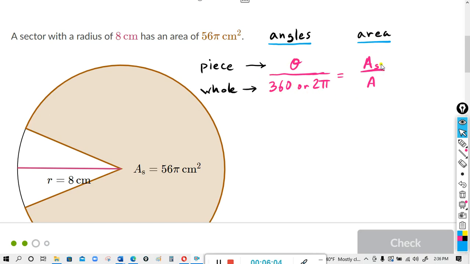Same thing with the area. The area of the sector is just a piece of the circle, whereas the area, capital A, is the area of the whole circle. So that's why this works, because the more this central angle opens up, the more area is going to be covered.